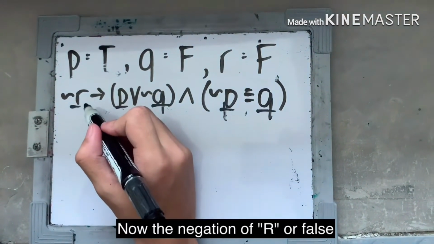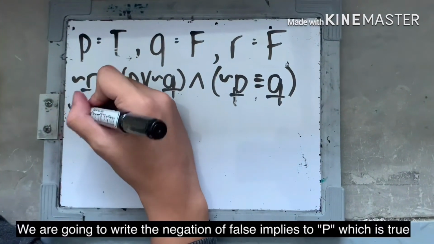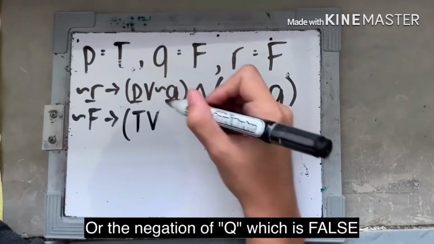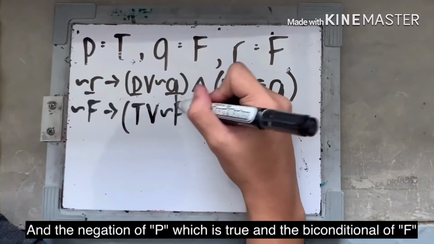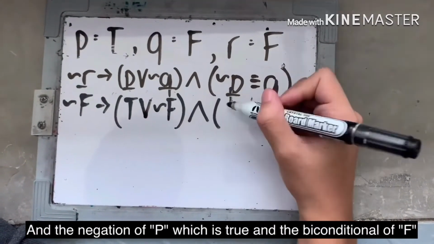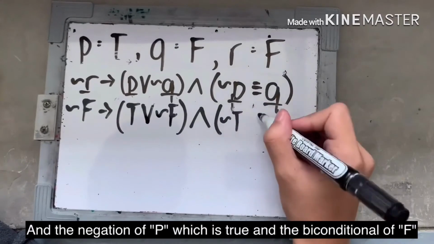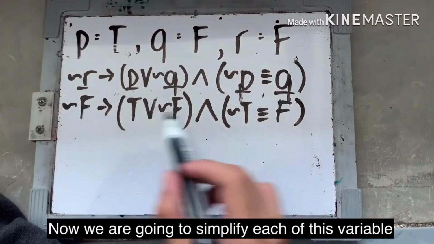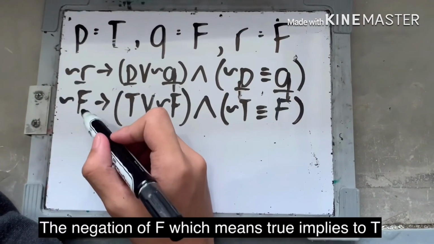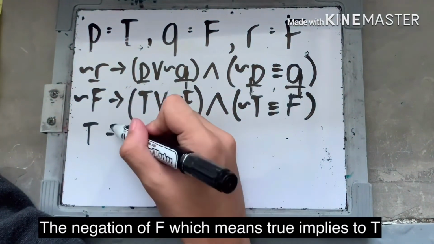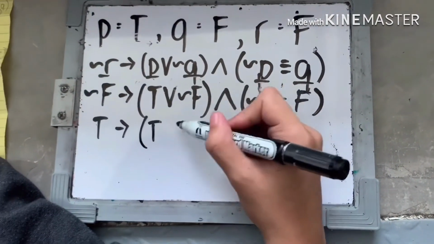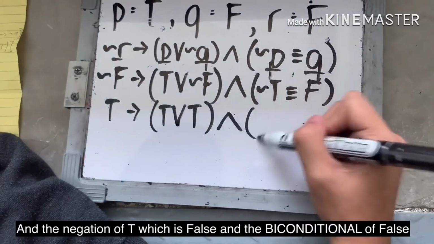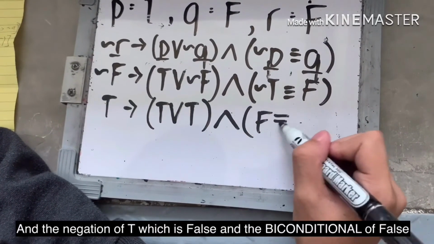Now, the negation of R, which is false, we are going to write the negation of false implies P, which is true, or the negation of Q, which is false, and the negation of P, which is true, biconditional of F. Now we are going to simplify each of these variables. The negation of F, which means true, implies T, or the negation of F, which is also T, and the negation of T, which is false, biconditional of false.